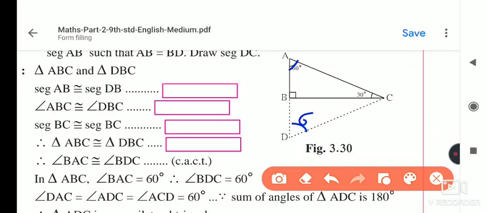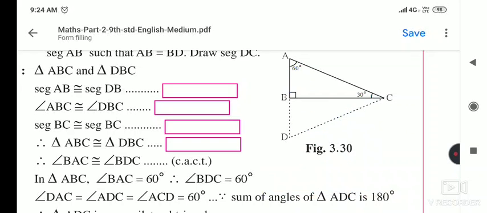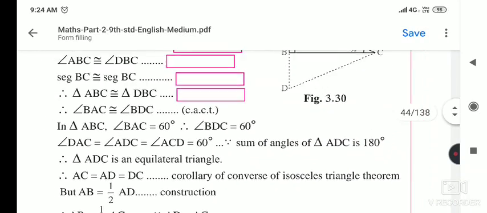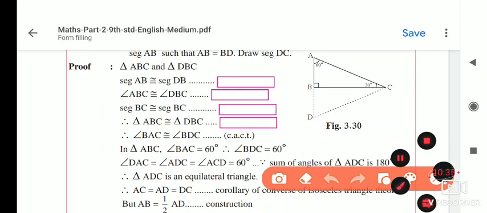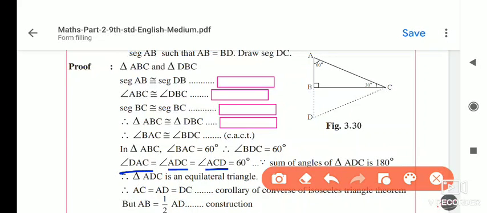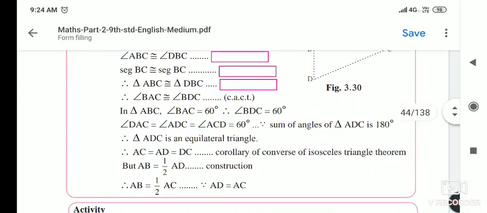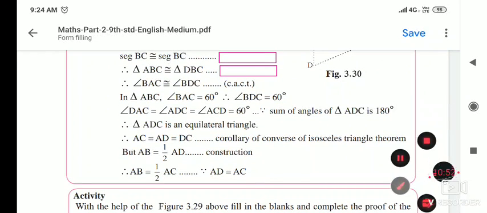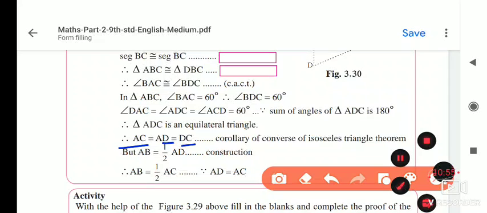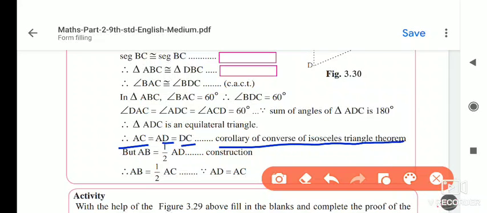Now what is the measure of this angle? This angle's measure is 60. And what is the measure of angle BAC? It is 30 degrees. Now which type of triangle is this? An equilateral triangle. If you see here, all angles of the triangle, DAC, ADC and ACD, each measure 60 degrees, and that is why it is an equilateral triangle. As you know, all sides of an equilateral triangle are congruent to each other. So AC is equal to AD is equal to DC, by the corollary of the converse of the isosceles triangle theorem.